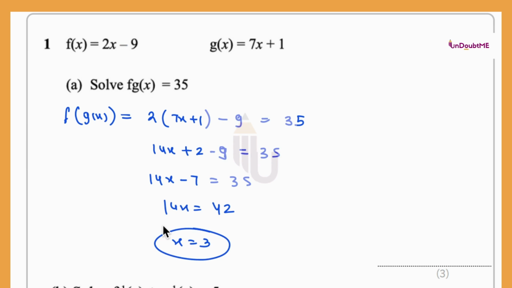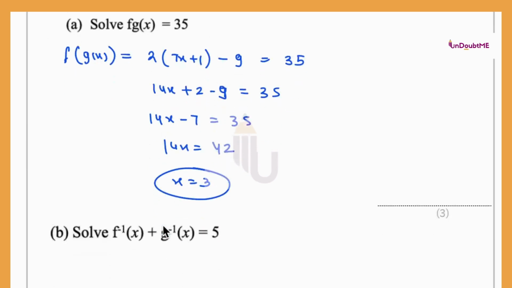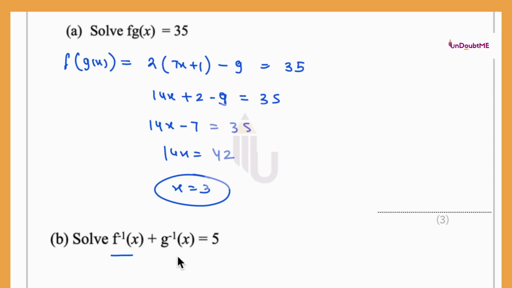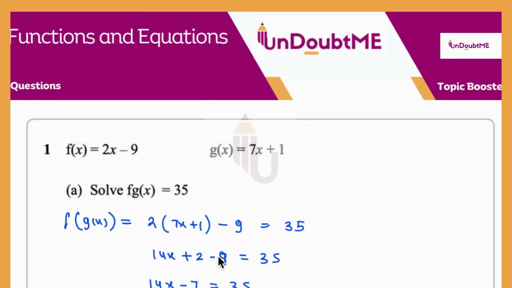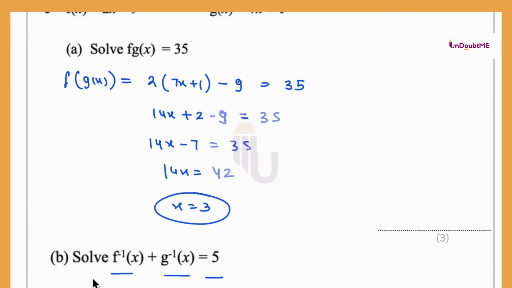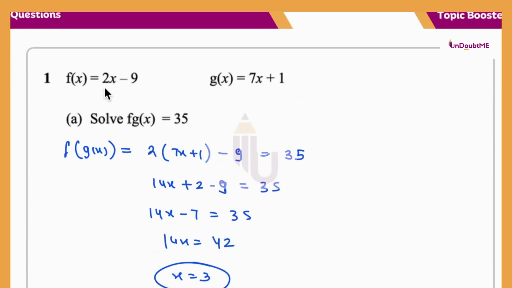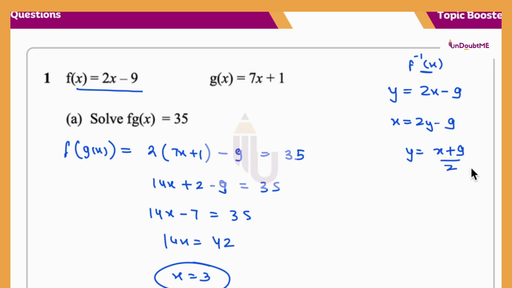That's our answer. Next question, which is a part of the same question, we have to solve f inverse(x) plus g inverse(x) is equal to 5. First we will see how we can find the inverse. For f(x) we have 2x - 9. So I will write y = 2x - 9 and x = 2y - 9. We will interchange. This is the process of finding f inverse: interchanging x and y and then making y the subject. So it will be (x + 9)/2, and f inverse(x) is (x + 9)/2.